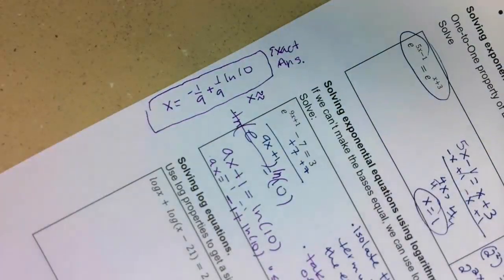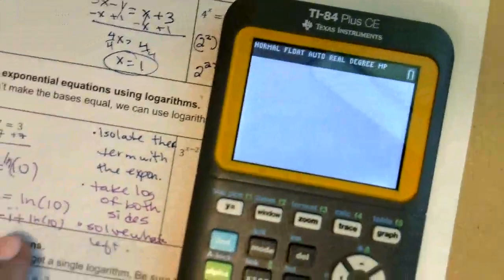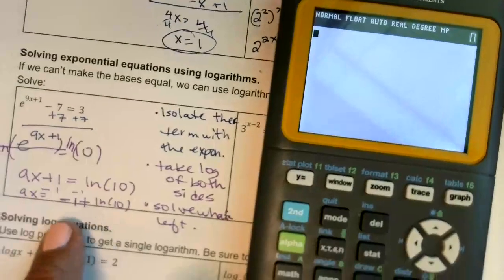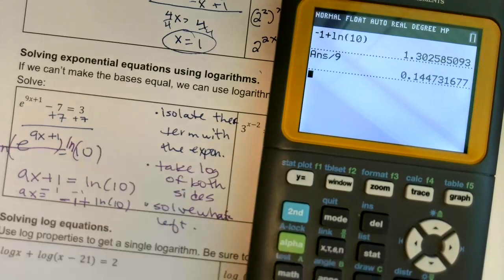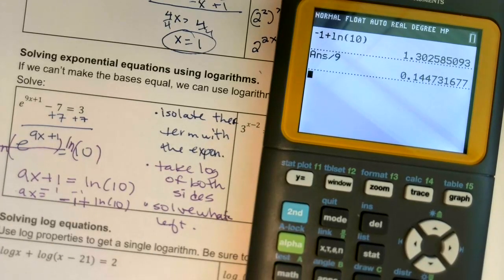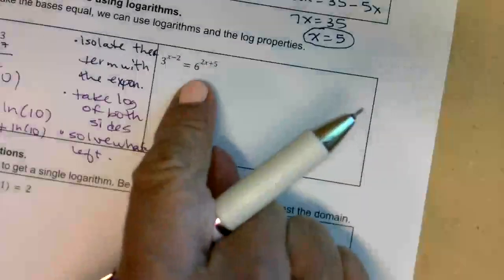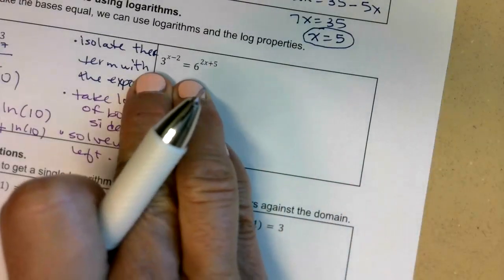I'll go ahead and grab a calculator. Let's see, how would I want to do that? I think I'm going to do this first part. I'll do it in a couple steps. I'll do negative 1 plus natural log 10. So negative 1 plus, where's my natural log? Here we go, natural log of 10. I'm going to hit enter and then divide that by 9. So my approximate answer would be 0.1447. So x is approximately equal to 0.1447.